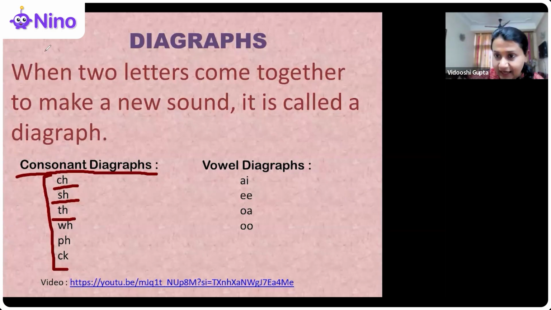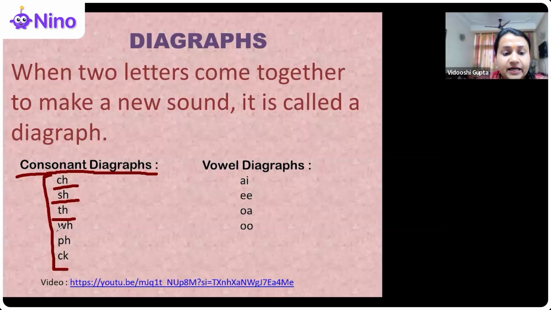Okay, so when T and H come together, I'm going to take this up further also, but I'm just telling you here, when T and H come together, they make two different sounds: one is the soft th, and one is the hard th. We are going to take this up further also. I have a few slides for that to explain it better.